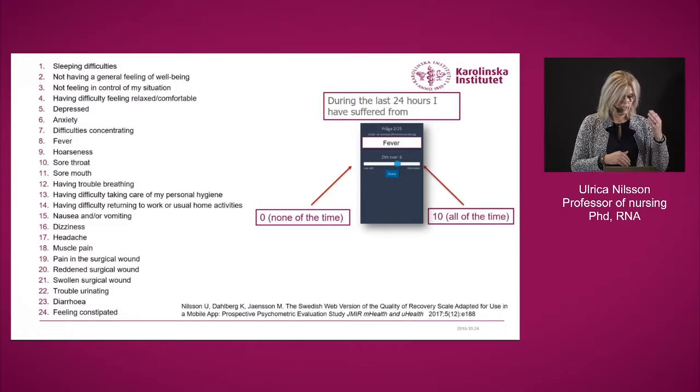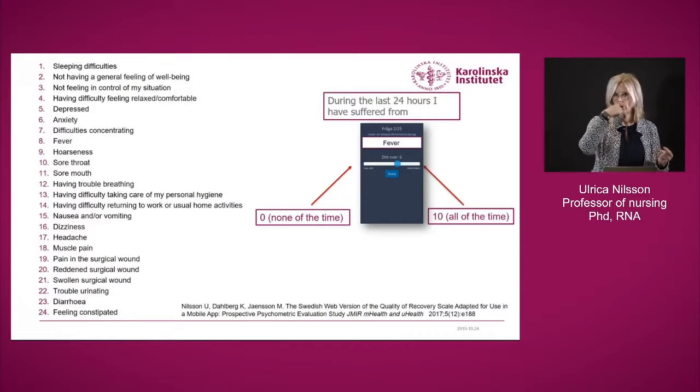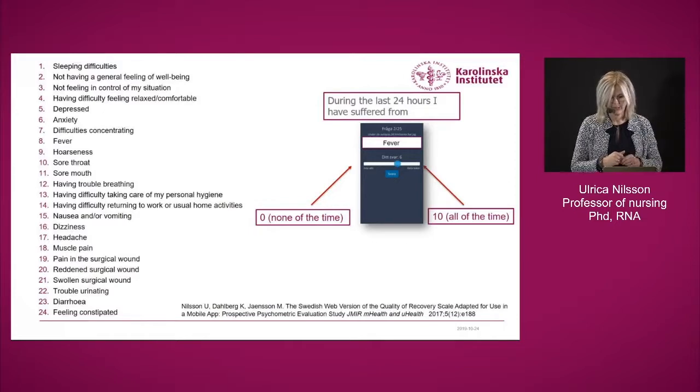It could be sore throat because you have this endotracheal tube, or it could be headache, dizziness, diarrhea, feeling constipated because we use a lot of morphine, etc.